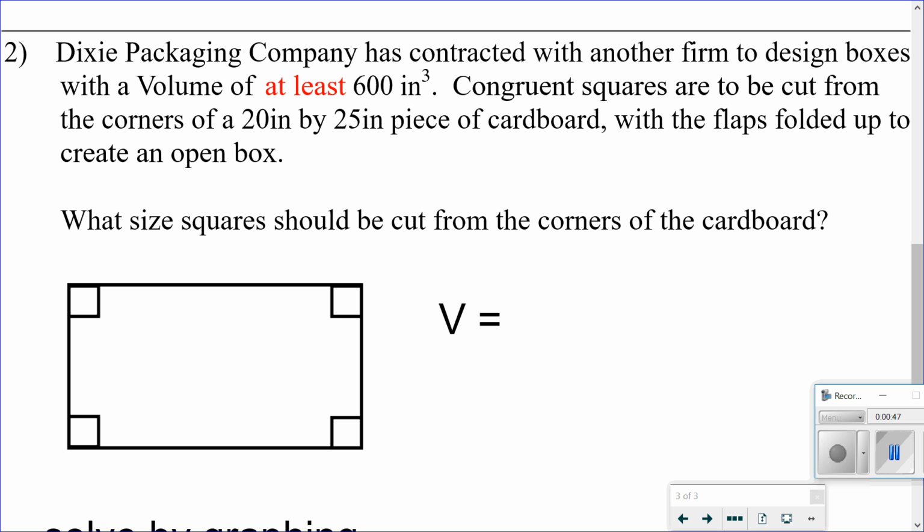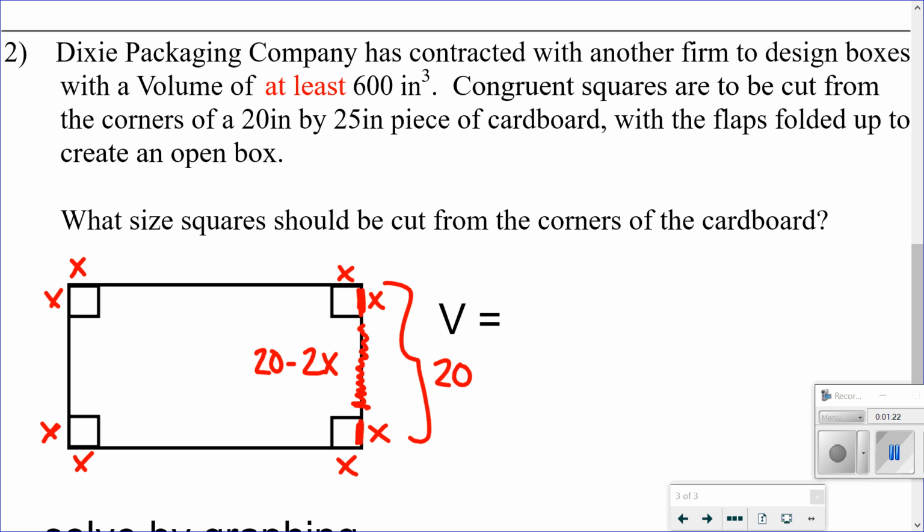Well, I don't know what size they need to be, but I do know that they need to be the same. So I'm going to cut congruent squares out of each corner here. Originally, this entire side had a length of 20. If I cut out an X length here and an X length here, this is what I'm going to have left over. So that new dimension is going to be 20 minus 2X.